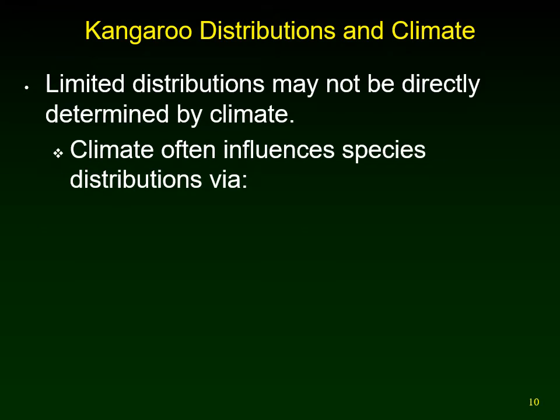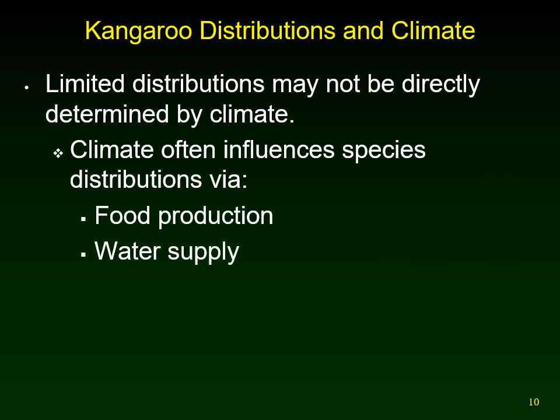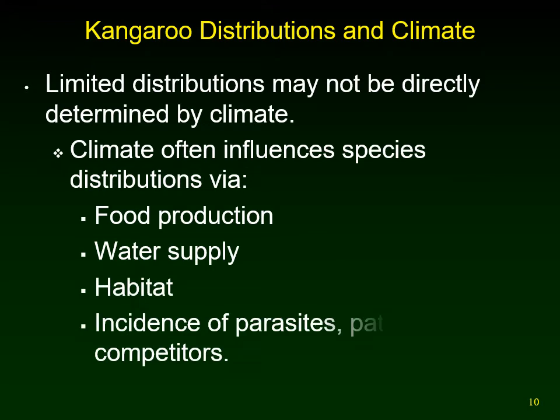So limited distributions may not be directly determined by climate. The climate can often influence species distributions through their food and water, their habitat availability, and the incidence of other species they interact with, such as parasites, pathogens, and competitors.